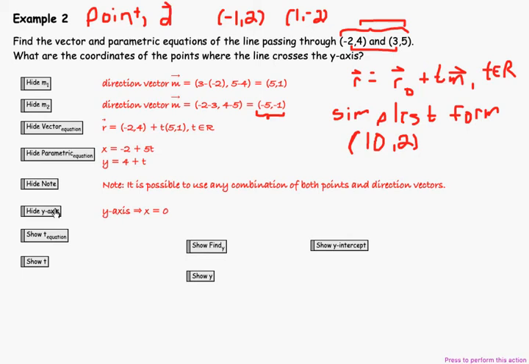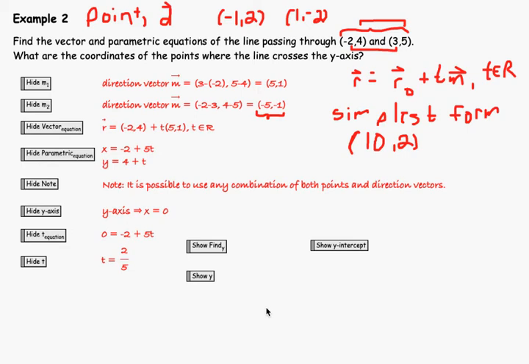So what I'm going to do now is try to find the t value that would give me an x of 0. So I'm going to plug a 0 in here. 0 equals -2 plus 5t. And then what I'm going to do is isolate for t. So I'm going to get 2 is equal to 5t. t is equal to 2/5. So I now know that t is 2/5.